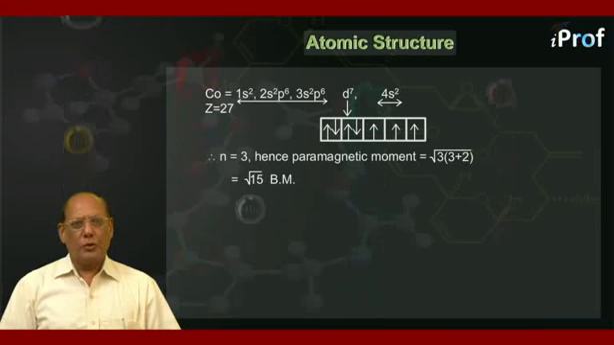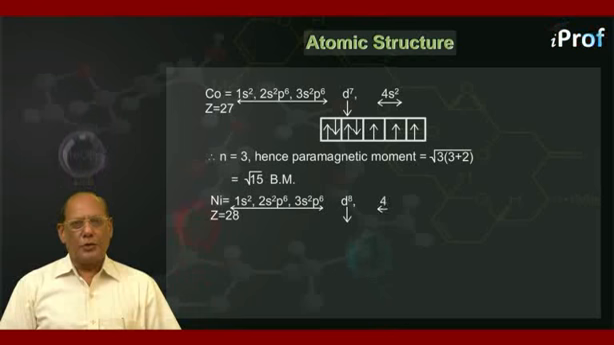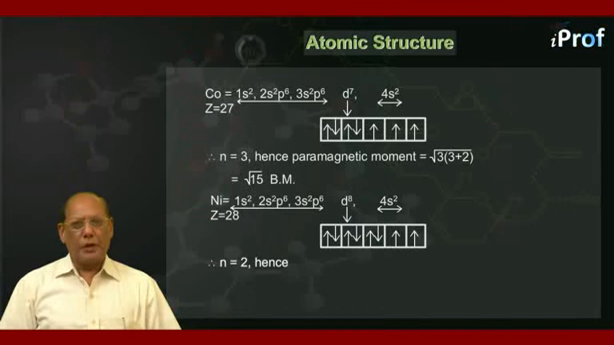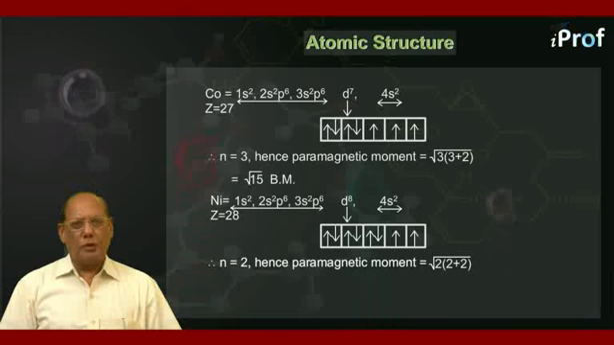Next is nickel, Z equal to 28, with the configuration 1s2, 2s2 2p6, 3s2 3p6 3d8, 4s2. It is clear from this configuration that this atom has 2 unpaired electrons. Therefore, n equal to 2. Hence, paramagnetic moment is equal to under root 2 into 2 plus 2, that amounts to under root 8 Bohr magneton.